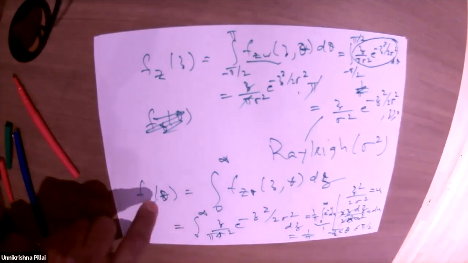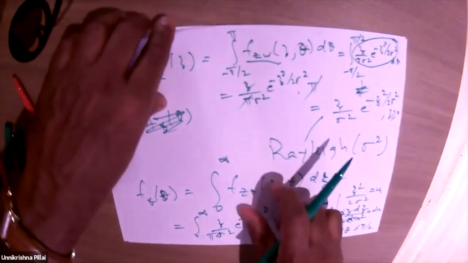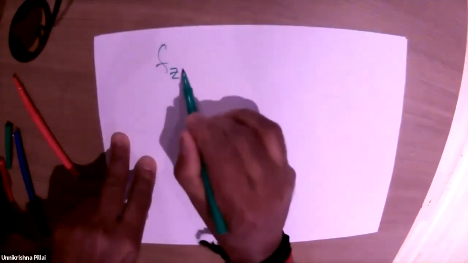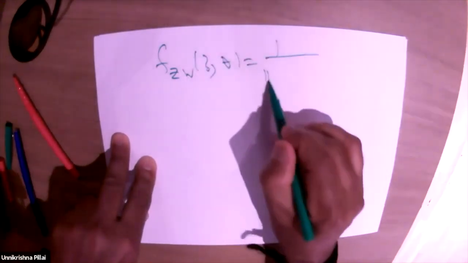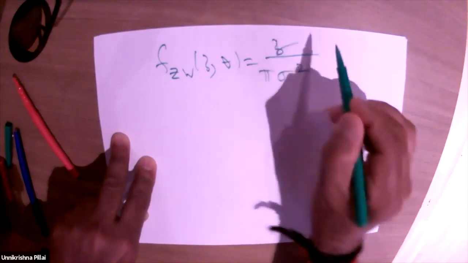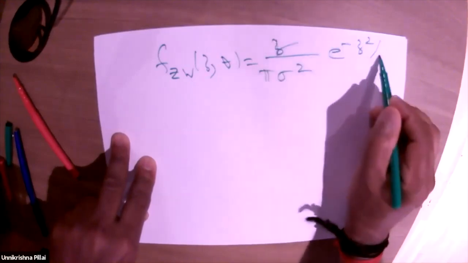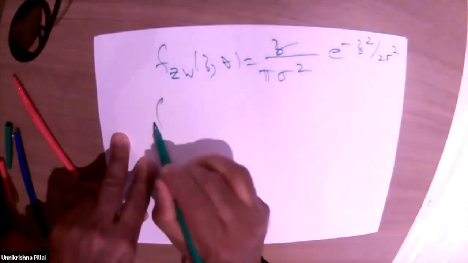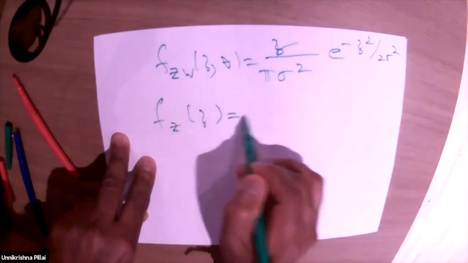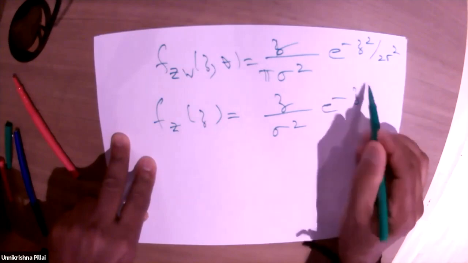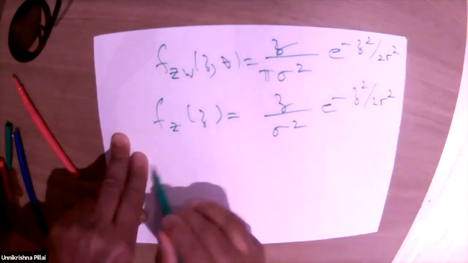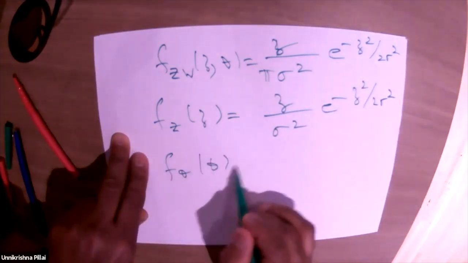And if you take the product of this and this, you get back to the other one. So let me summarize it here. We found the joint density function to be 1 over pi sigma squared. And we found z to be Rayleigh. And we found theta to be uniform.